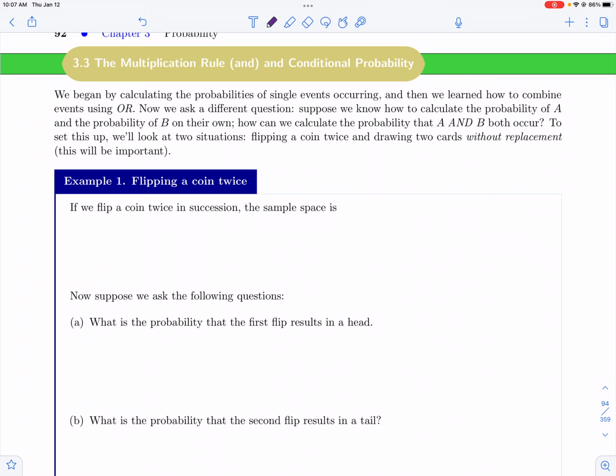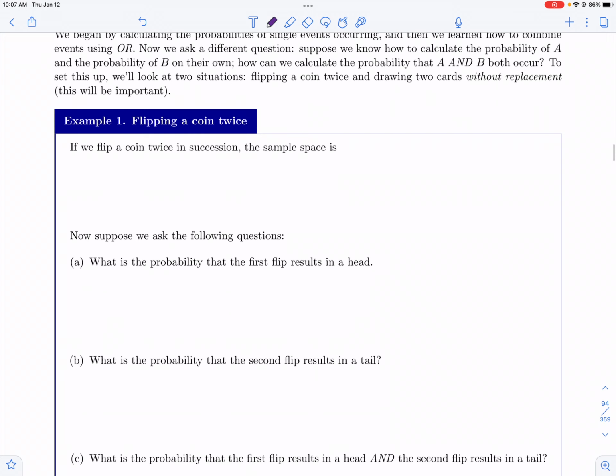So what we're going to do is flip a coin twice and then see what our outcome is. For this one, here is a reminder of our sample space for flipping a coin twice. So this is the one where we had heads first and then heads second, heads first and tails, tails, heads, and then finally tails, tails.